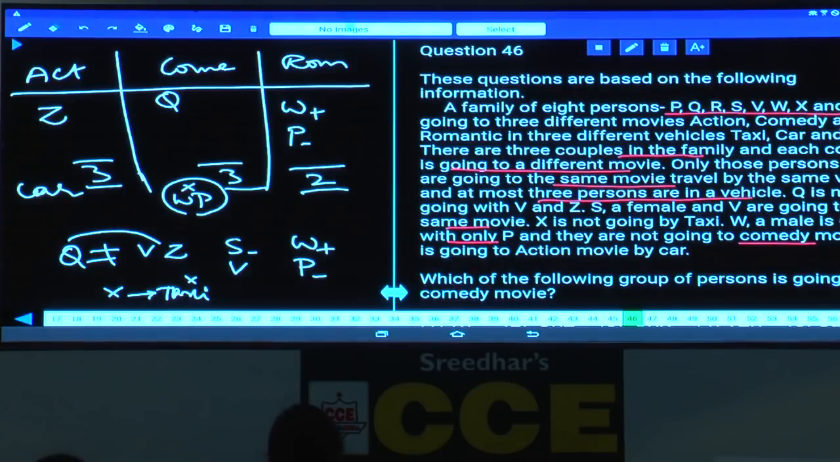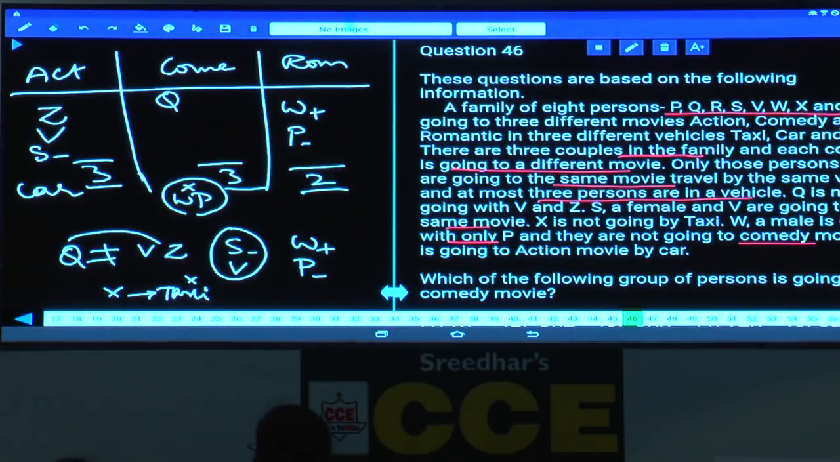Hence, what is the only possibility for this V? V must be action movie. And whatever this X here, X is not going by taxi. Now, S and V are going together. As S and V are going together, V is already there, hence S must also be here. Hence, Z, V and S are going to the action movie by car.